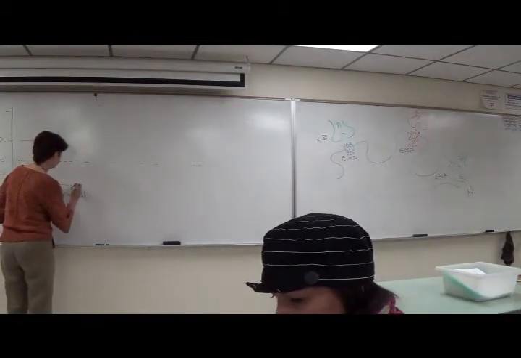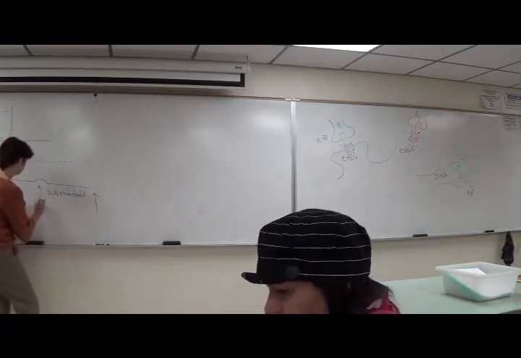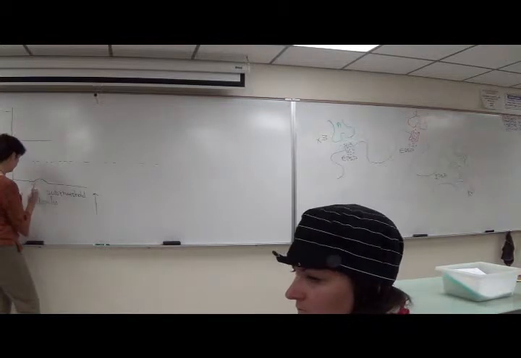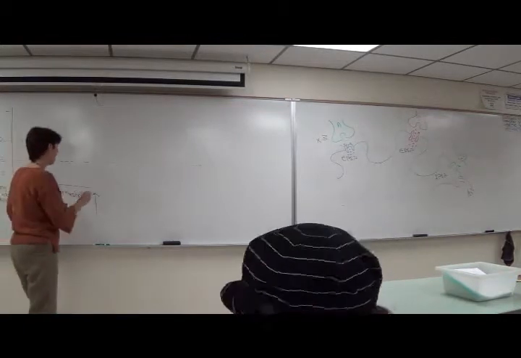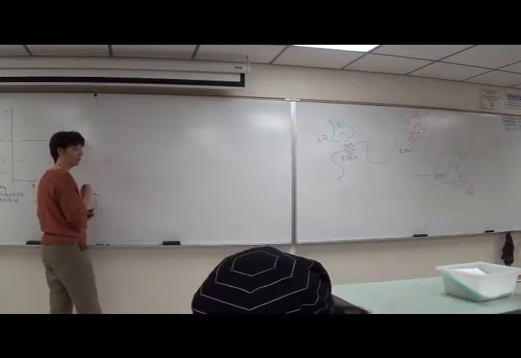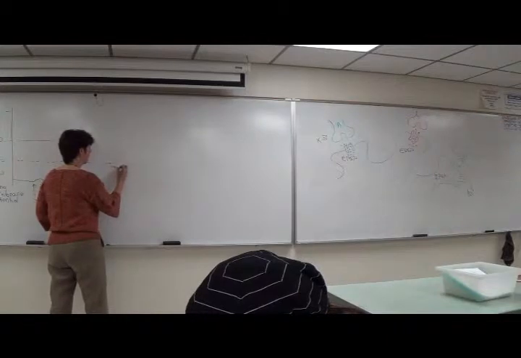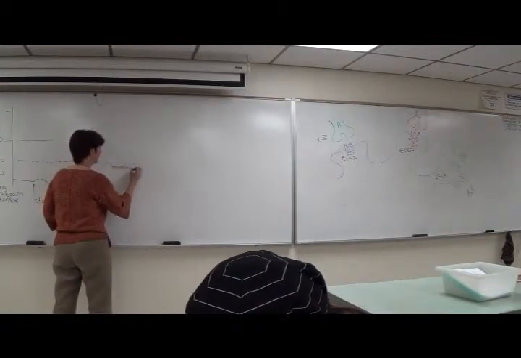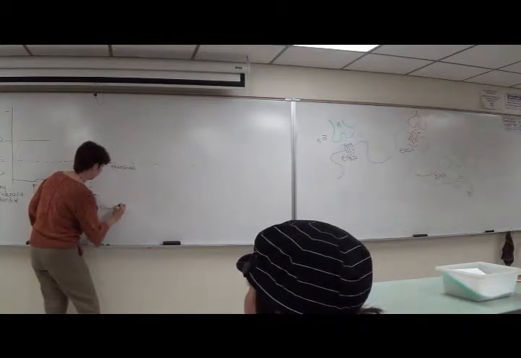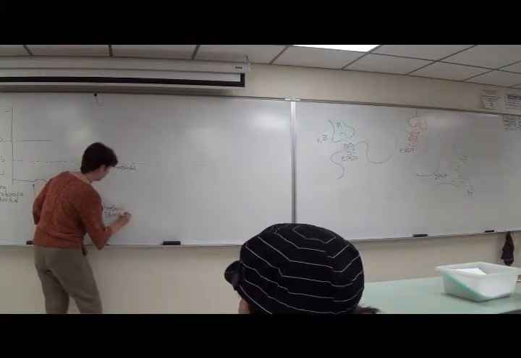So let's add a stronger stimulus. And actually this should be at the beginning. So we add a stronger stimulus. Now we reach threshold. Okay? And that would result in a threshold potential, a current strong enough to open our voltage-gated channels.